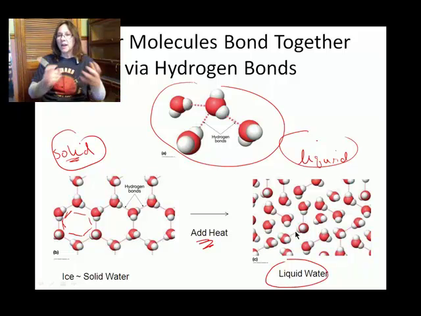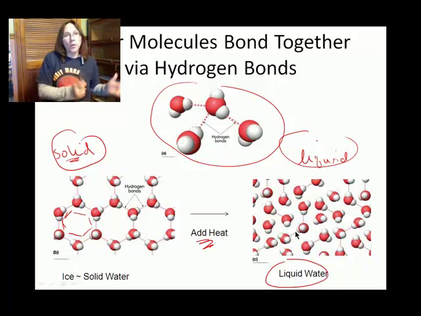So we're going to be talking more about breaking these intermolecular bonds to change phases, and quite honestly, forming intermolecular bonds. For instance, when something goes from a gas to a liquid, some intermolecular bonds are formed. When something goes from a liquid to a solid, even more intermolecular bonds are formed. So we'll be talking more about that.